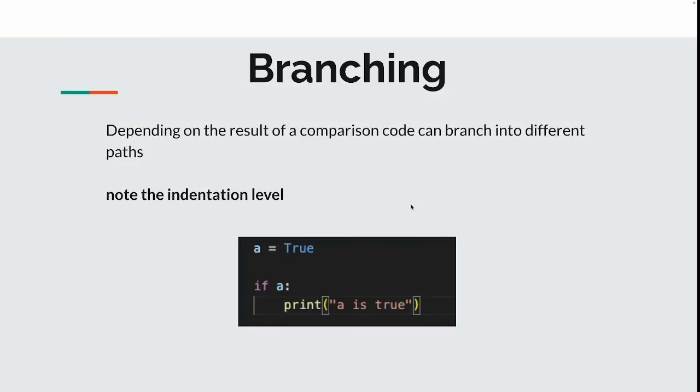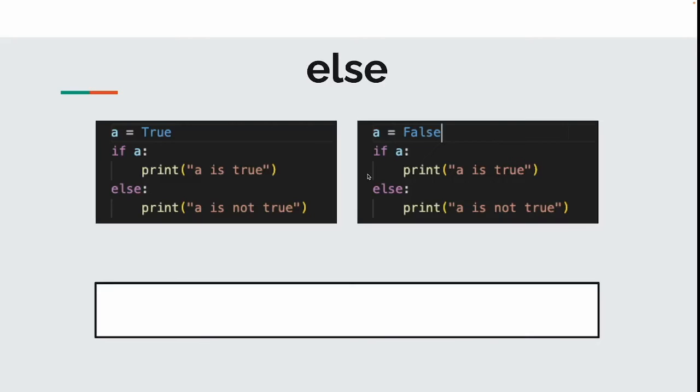So this is what a branch looks like. Depending on the result of the comparison, the code can branch into different paths. This is the most basic. We are just setting a variable, and if A is true, then it will execute the code on this indentation level. If not, this code will not be executed.